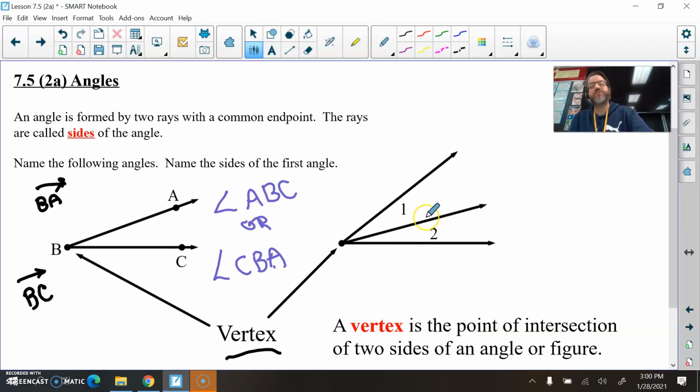Now, when you look at these angles over here, I have an angle right here, and then I have another ray that travels out here, splitting that angle into two separate angles. I can call this one angle 1 and this one angle 2. I really don't have any way to name this larger angle right here, unless you were to give me some more points, like a point here, and then use that vertex point to label it. But I can call this angle angle 1, and this angle angle 2, just using the numbers inside of the angle to name it.